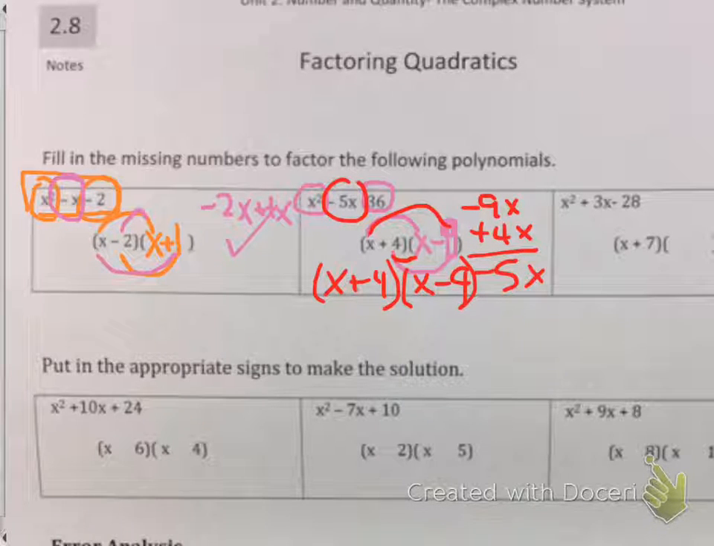This last problem right here, same thing. What do you multiply x by to get to x squared? You multiply it by x. And what do you multiply 7 by to get to a negative 28? It would be a minus 4. Check those middle terms to make sure they work. You'd have a negative 4x and a positive 7x, which would add to be a positive 3, so that is correct.